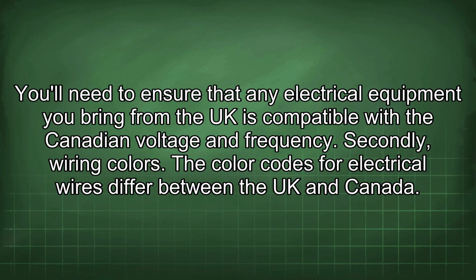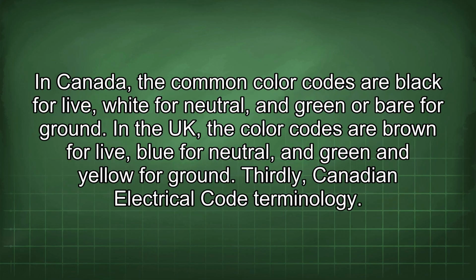Secondly, wiring colors. The color codes for electrical wires differ between the UK and Canada. In Canada, the common color codes are black for live, white for neutral, and green or bare for ground. In the UK, the color codes are brown for live, blue for neutral, and green and yellow for ground.